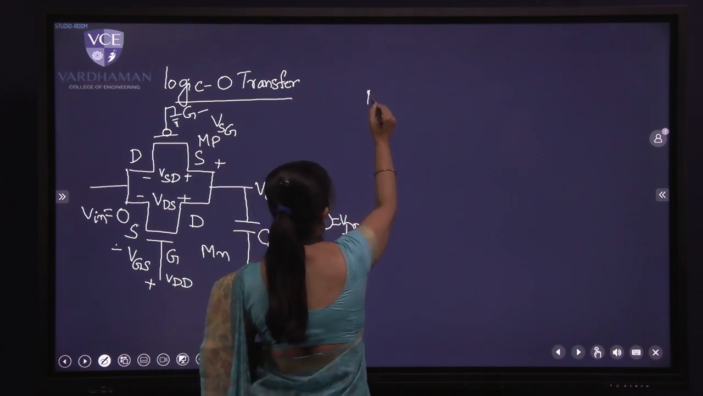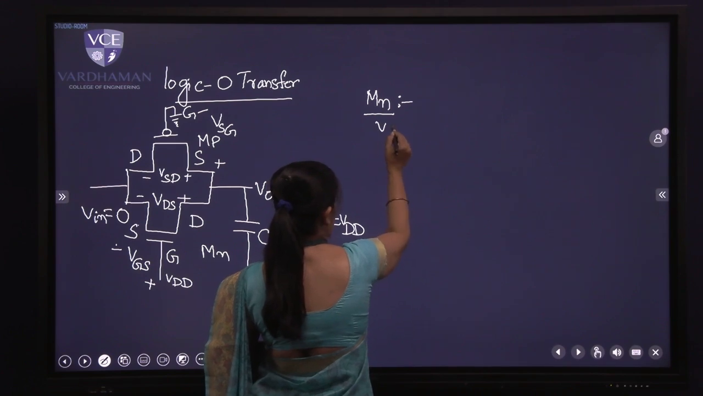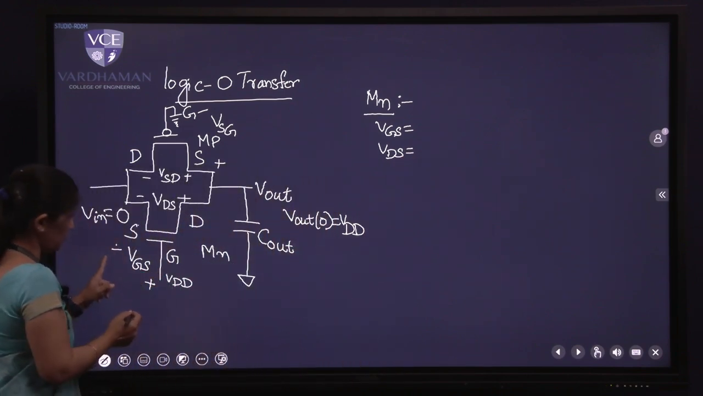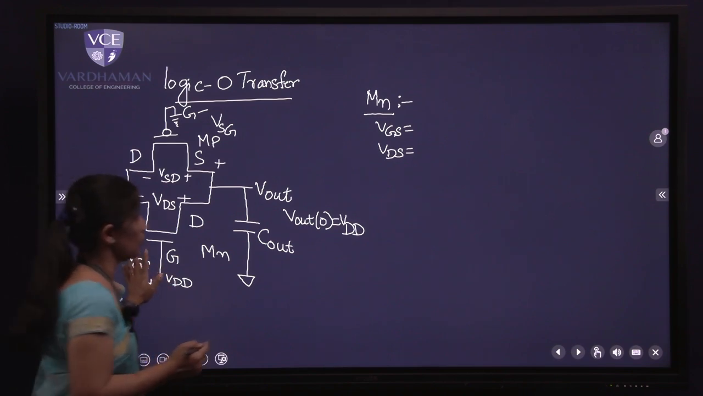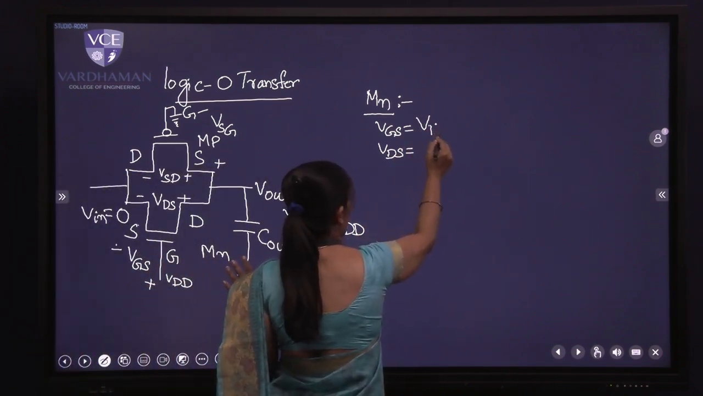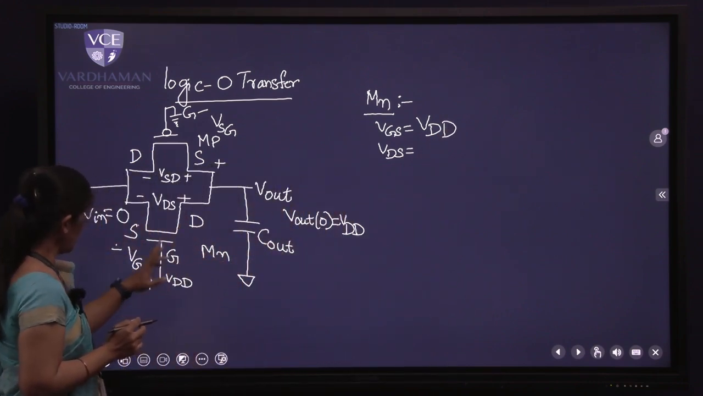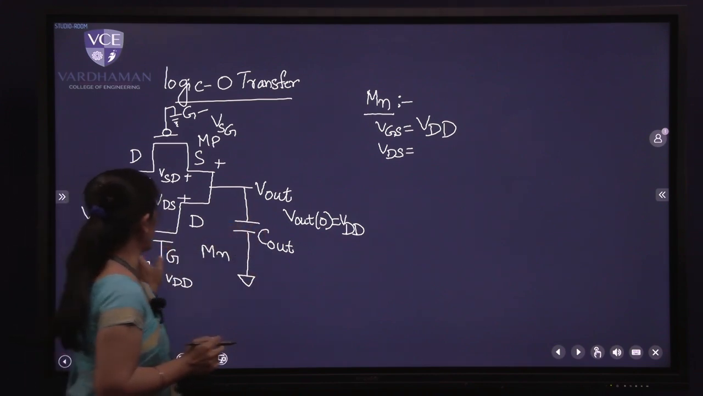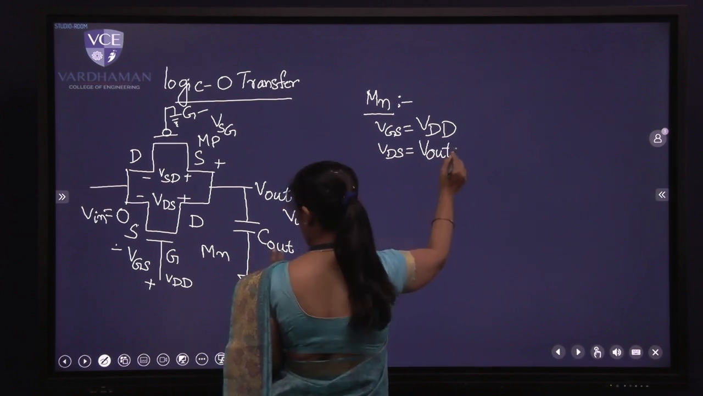So let me take again our MN transistor. Write down VGS now for NMOS and VDS for NMOS. Now VGS, from your diagram, VG is connected to VDD, VS is connected to 0. That's how it is becoming equal to VDD. Then similarly, if I want to write VDS now, drain is connected to Vout and S is connected to ground, that is 0. So this is equal to Vout.